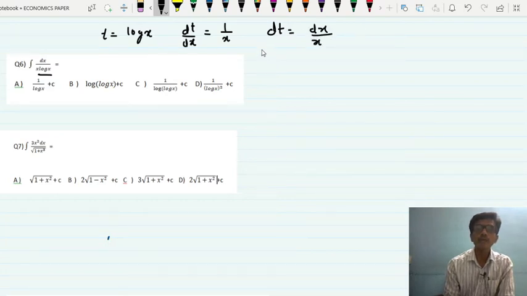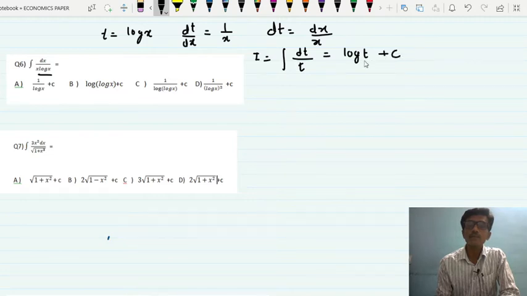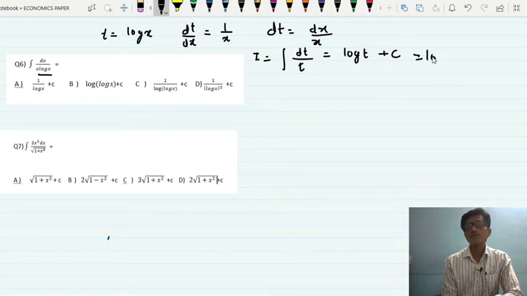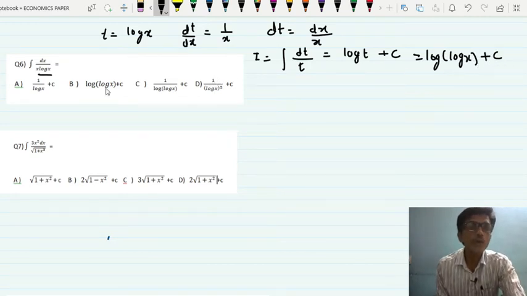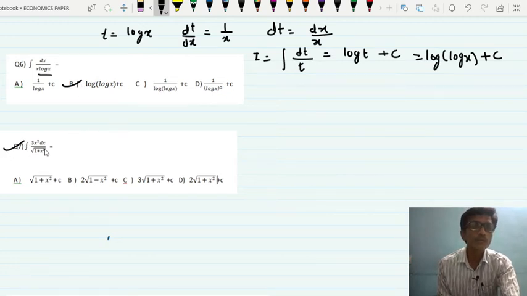So our integral I is equal to what? Integral dx upon x is dt, and log of x is equal to t. So dt upon t is integration, log t plus c. But t is log of x. So we are getting this is equal to log of log x plus c. Log of log x plus c is the option. Correct option is B. Next question, that is 7th question.